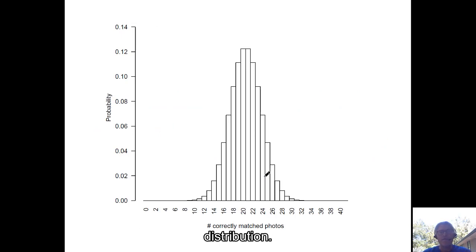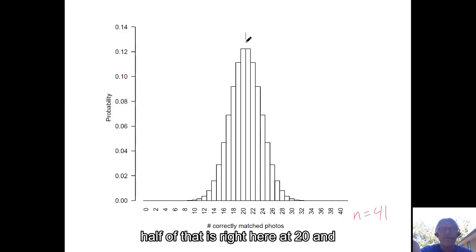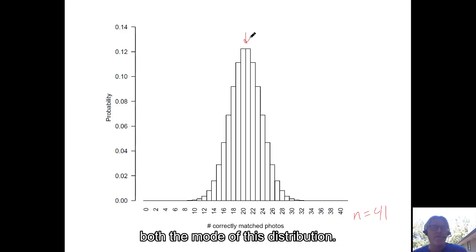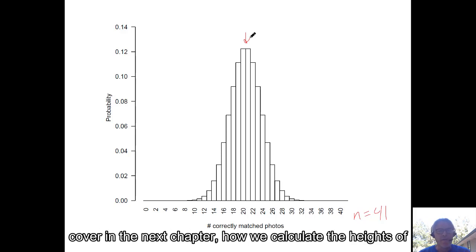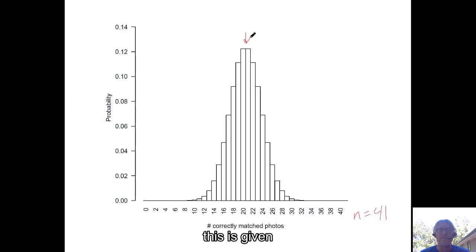Okay, so this is the null distribution for our 41 trials where there's a 50% chance of a success on each trial. And so because it's an odd number, n equals 41, you don't see 41 labeled here on the axis, but half of that is right here at 20.5. So actually 20 and 21 both have the equal probability. They're both the mode of this distribution. Okay, so that's the null distribution. We're going to cover in the next chapter how we calculate the heights of these bars, but right now we'll just assume that this is given to you.